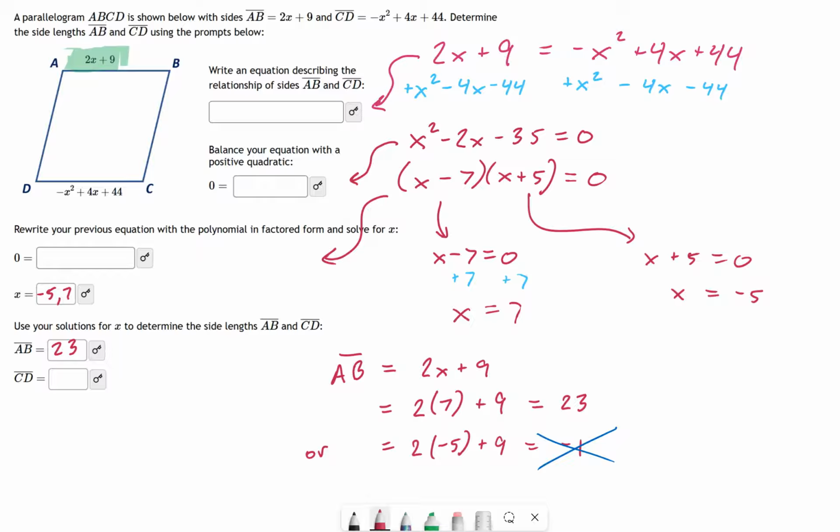And remember what I said at the beginning. If you have a parallelogram, that means the opposite sides are of equal length. So we don't need to go plug it in to the DC equation. You can if you want to. You can just plug in that value into the bottom line, just like I did with the top one. But there's no need to, because it must be equal to the same thing.